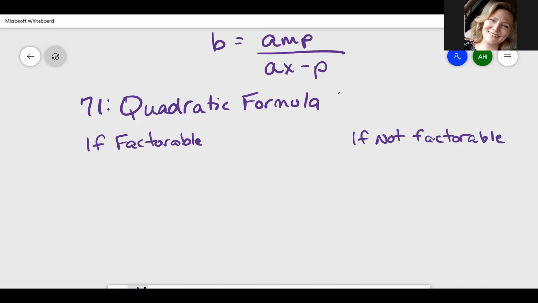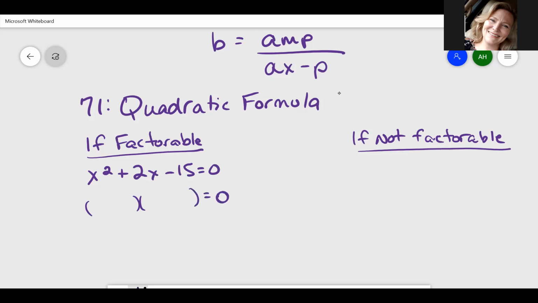All right, so there's two ideas. It's going to be something that we can factor, or something that we cannot factor. So say I have x squared plus 2x minus 15 equals 0.